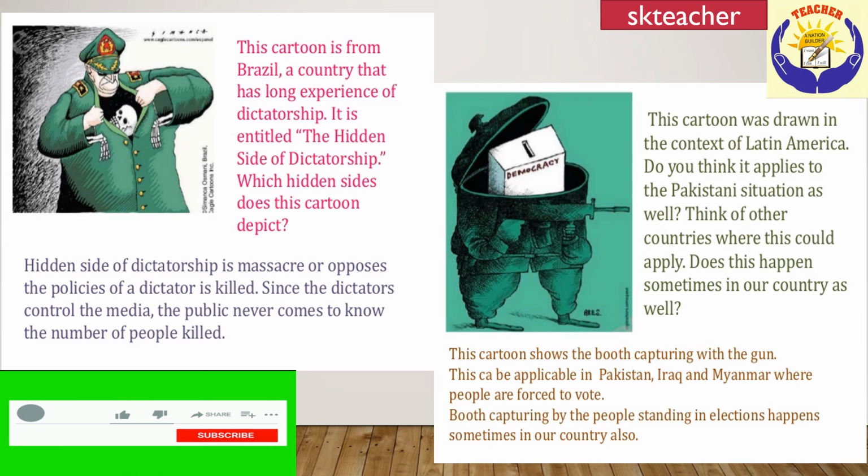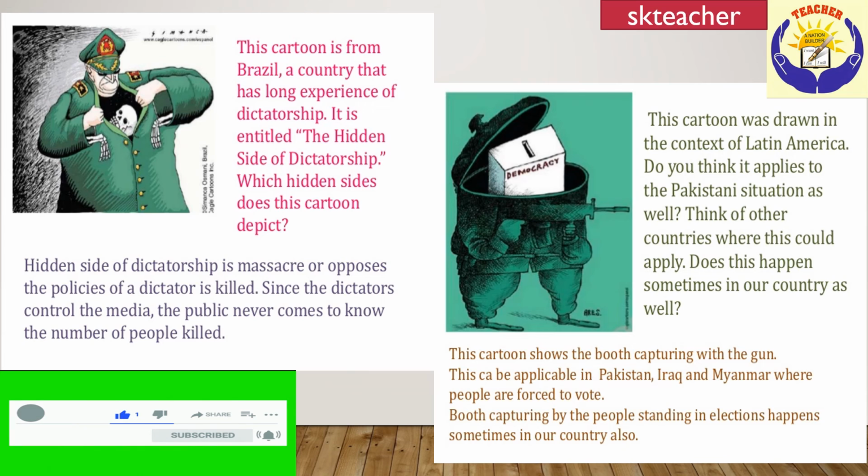Now we'll start the cartoon explanation. This cartoon is from Brazil, a country that has long experience of dictatorship. It is entitled The Hidden Side of Dictatorship. Which hidden sides does this cartoon depict? Here is the answer. The hidden side of dictatorship is massacre: anyone who opposes the policies of a dictator is killed. Since the dictators control the media, the public never comes to know the number of people killed.